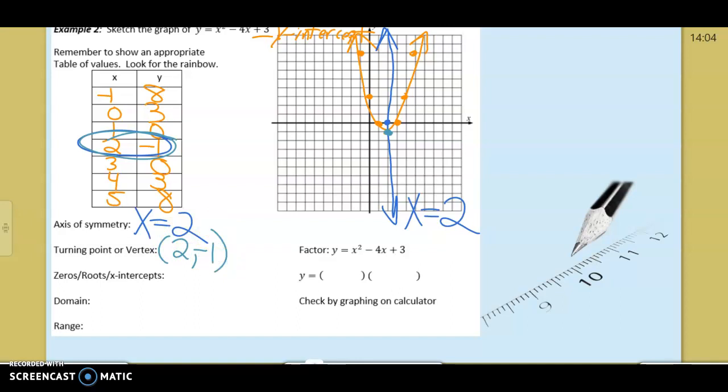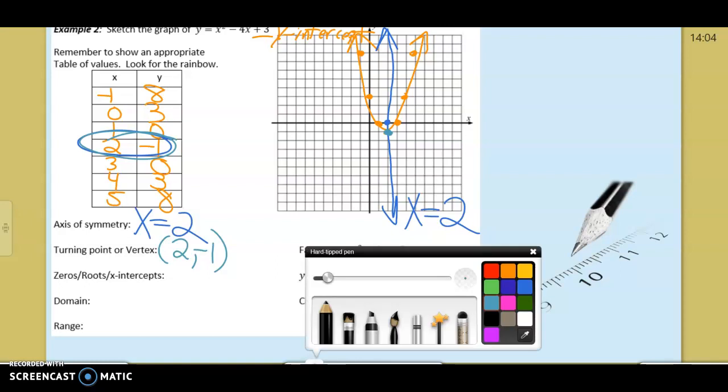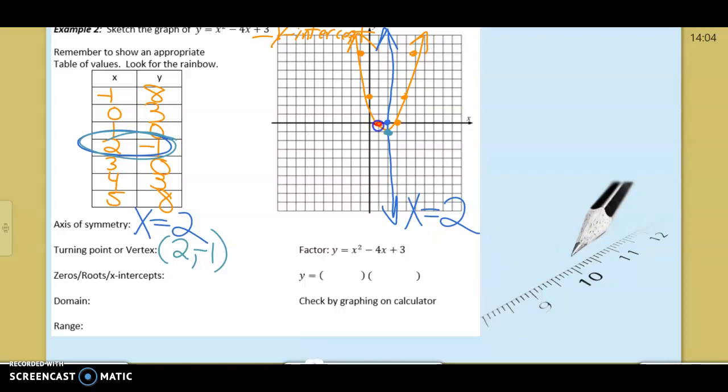Now those 0 values that we've been talking about for 2 days now, the 0 values are where it crosses the x-axis because it has no height. It has 0 for the y value, and that would be here and here. So that is when x equals 1 and 3.